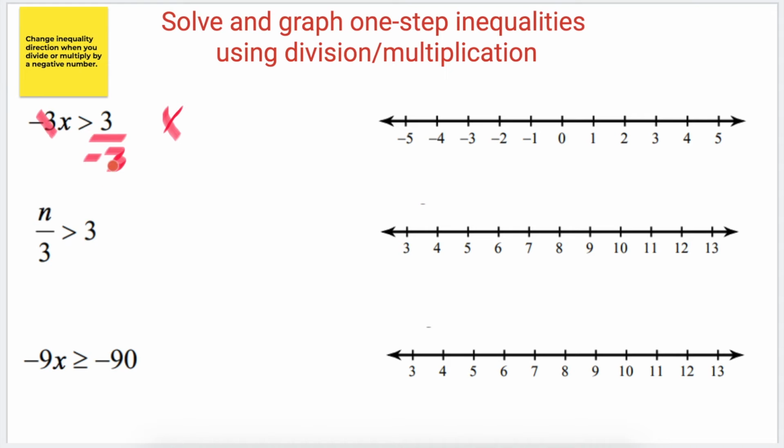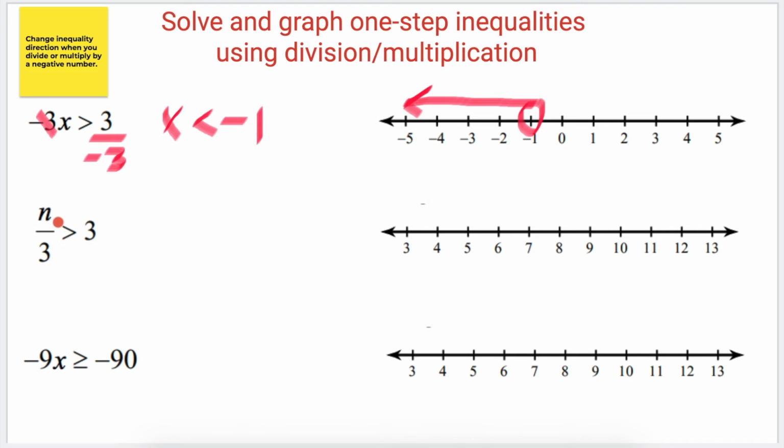And because we're dividing by a negative number, we change the direction to less than negative 1. So I'm going to identify where negative 1 is on my number line. And then because the sign here says less than, I'm going to draw an arrow going to the left side because I want all the x values that are less than negative 1.